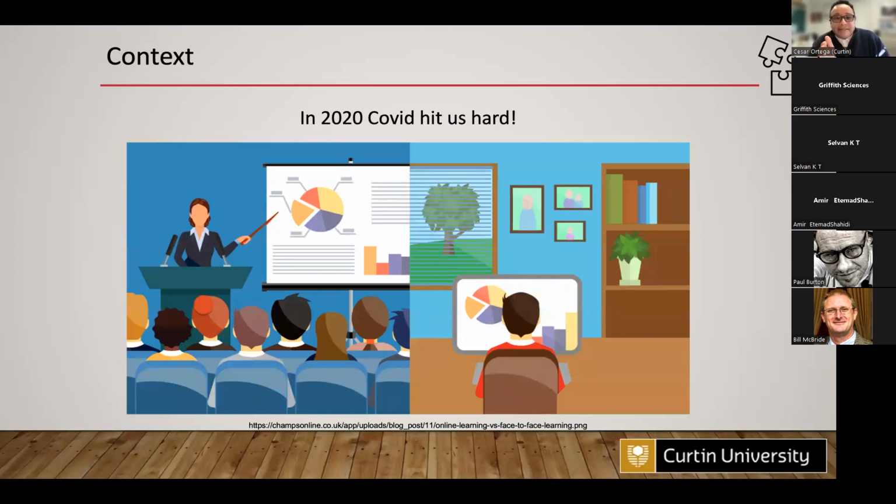And on top of that, in 2020, COVID came, hit us really hard, and we had to move from mainly face-to-face teaching to purely online teaching, right? And that was hard. We at Curtin had to switch from fully face-to-face to fully online in a couple of weeks, right? Complete semester 1, 2020 in online mode. It was tough. We learned a lot in the process.